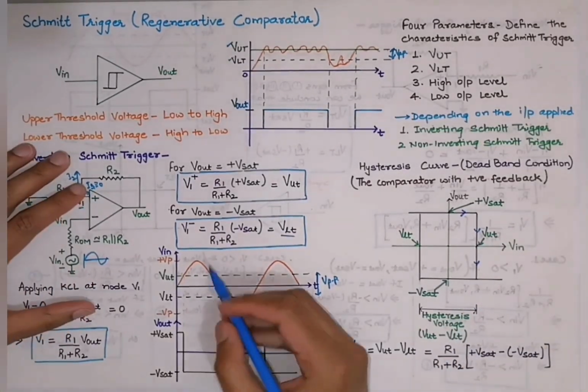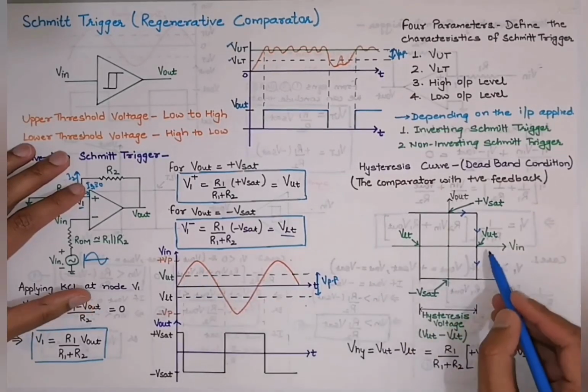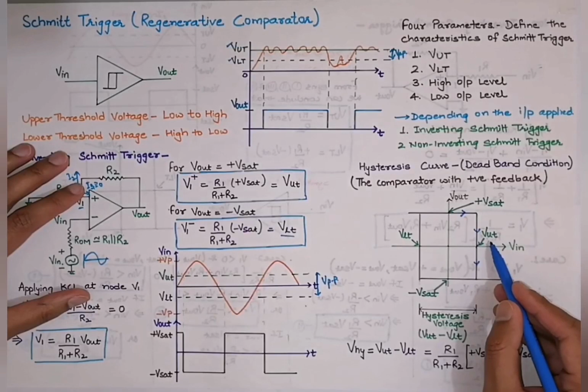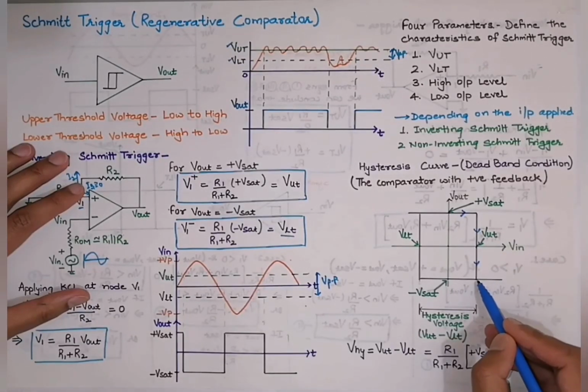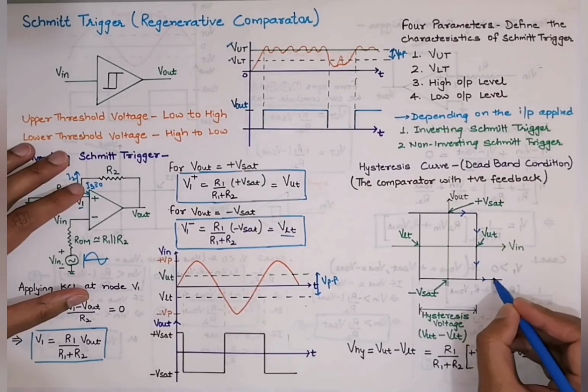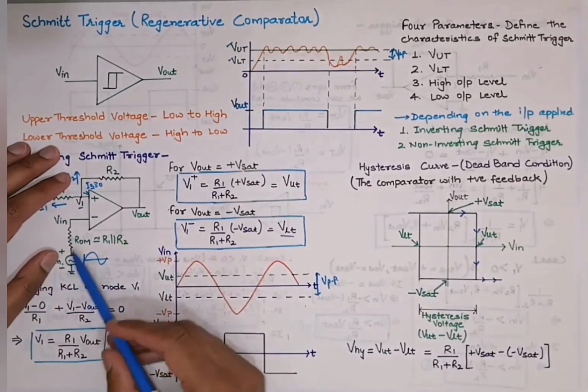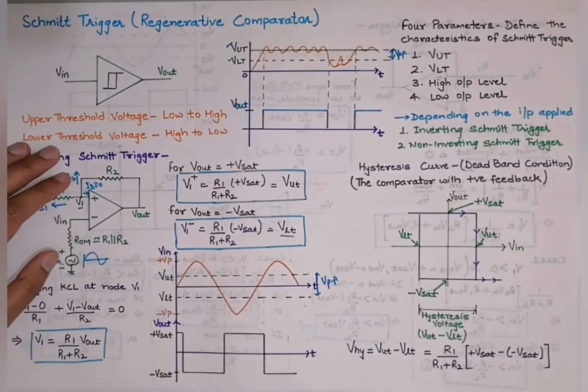Now by further increasing the voltage, or if my voltage keeps increasing in this direction to a value greater than the upper threshold, there will be no change in the output voltage, and it will remain at minus V saturation, because at this point the inverting terminal voltage is already greater than the non-inverting terminal voltage.